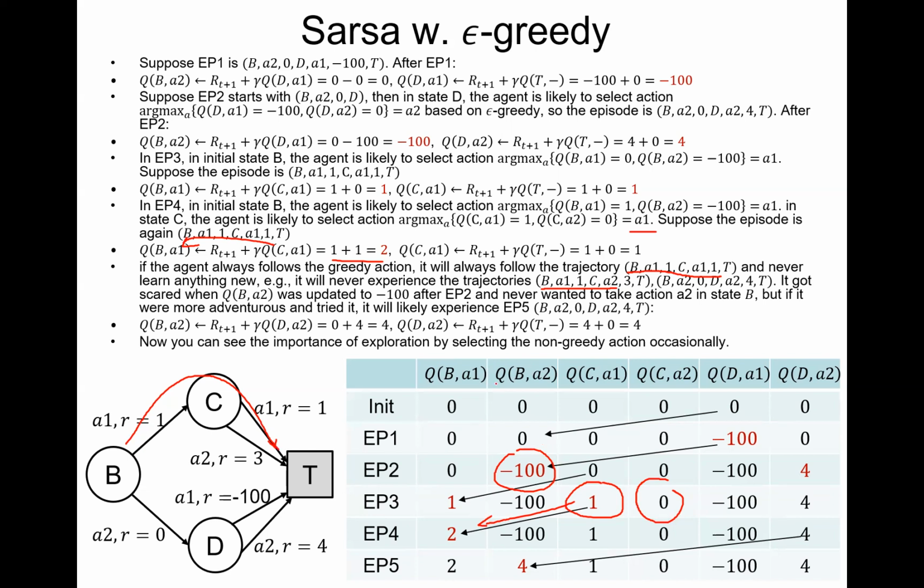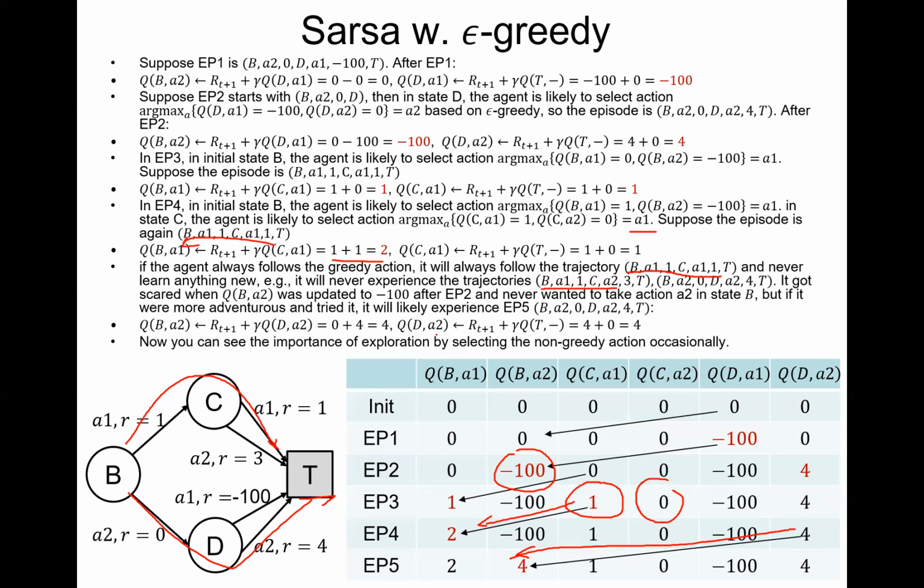But if it were more adventurous and tried it again, then it will likely experience episode 5, BA2, DA2. So if you did take this episode, you will get this new QBA2 bootstrapped off of the QDA2, which is 4.